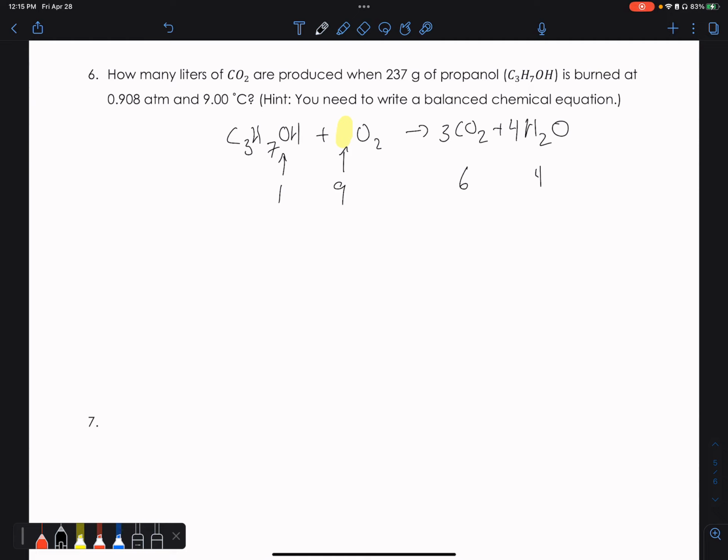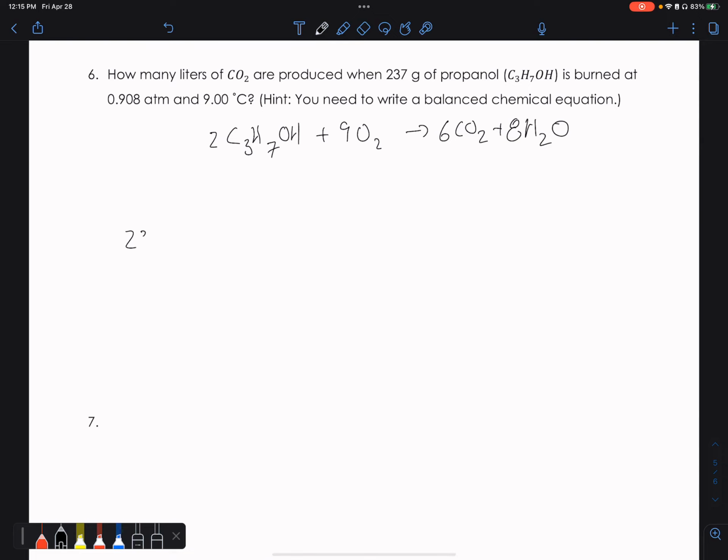But we can't do 9 oxygens. We have to do 9 over 2 because it's an odd number. And then we do this trick where we multiply everything by 2. So this will become 2, 9, 6, and 8. Get rid of all that stuff. So there's a balanced chemical equation.